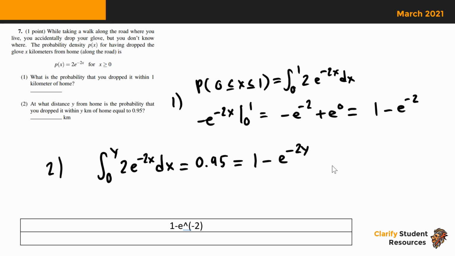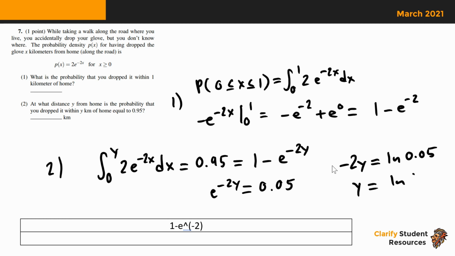So what we're going to do is move the e to the left side, and we're going to get e to the negative 2y is equal to 0.05. And then we're going to solve for y by taking ln of both sides. So we get negative 2y is equal to ln 0.05. And then lastly, we just need to divide both sides by negative 2. So we get ln 0.05 over negative 2. And then this is going to give us our answer. So let me just plug this in. Don't forget your brackets.